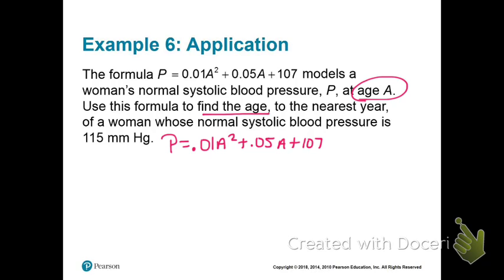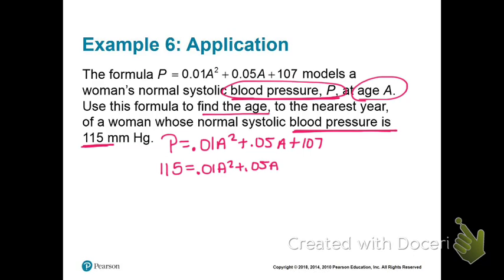So what is this 115? That's the blood pressure, which is which variable? P. All right, so we're going to plug in 115 for P. And we want to solve for A. How are we going to do that?